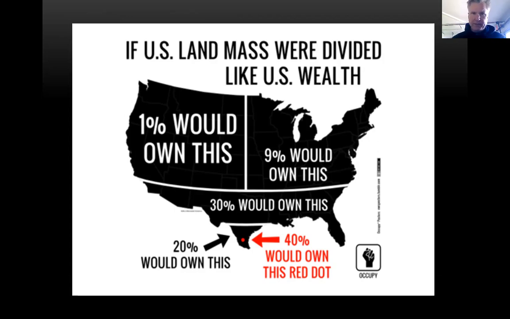It looks at the land mass in the United States, and you can kind of read it here. If land mass were divided like US wealth, 40% would own this red dot there. And if you look at the top percentage, the top 1%, they would own almost half of America. And so it's kind of an interesting way that reveals the unequal distribution of wealth in the United States.